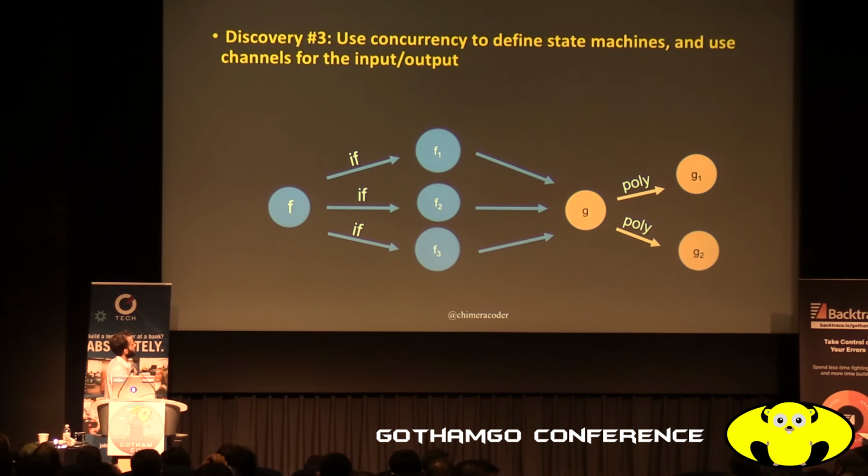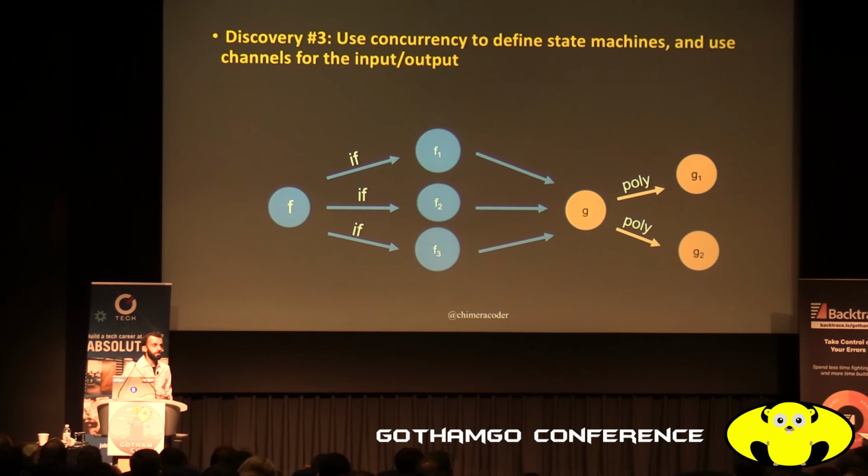So function f will dispatch to f1, f2, or f3, and it uses maybe an if statement or a switch statement to decide which functions to call. And they'll do their own thing, but at some point they'll all come together and G will end up getting called. And then G will also do some dispatching, and maybe it does that on polymorphism and interface types instead of using explicit branching. But you'll end up with something that looks like this.